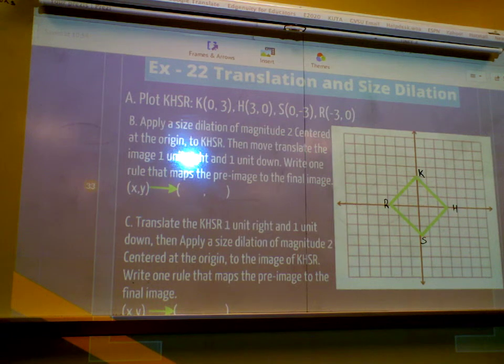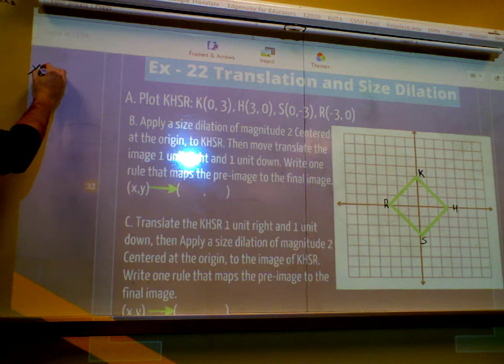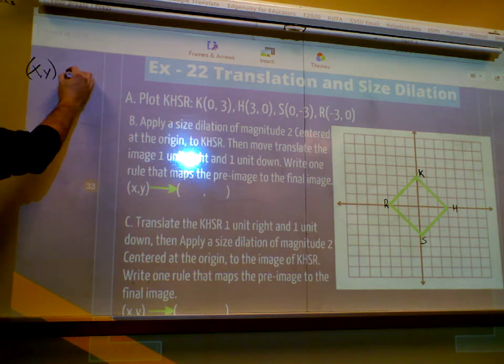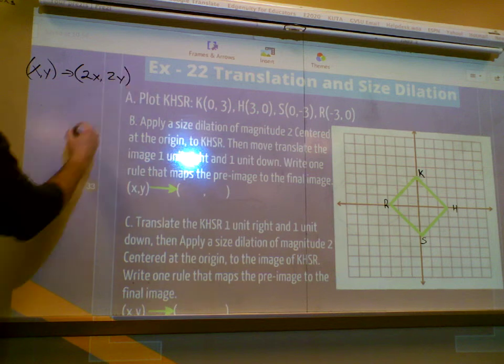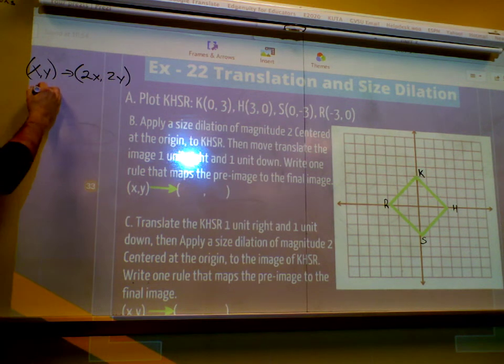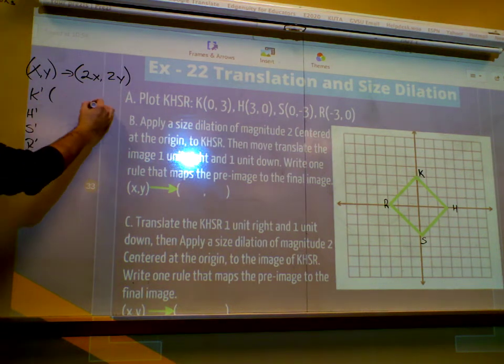All right, B. Apply a size dilation of magnitude 2 centered at the origin. What's the rule for a size dilation of magnitude 2? x, y becomes 2x, 2y. Right? Now on your paper, or on a scrap piece of paper, you might want to write down the coordinates of the image.